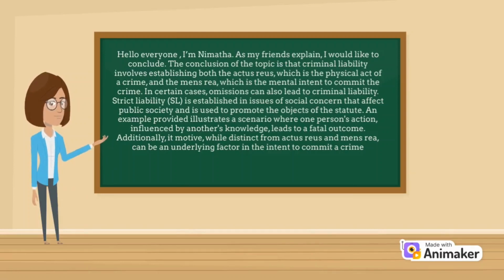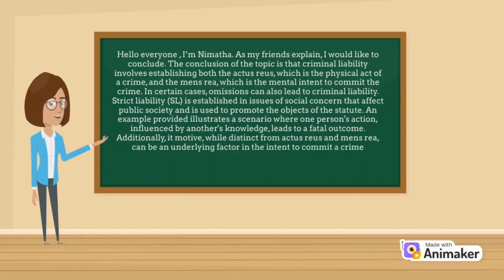The conclusion of the topic is that criminal liability involves establishing both the actus reus, which is the physical act of a crime, and the mens rea, which is the mental intent to commit the crime. In certain cases, omissions can also lead to criminal liability.